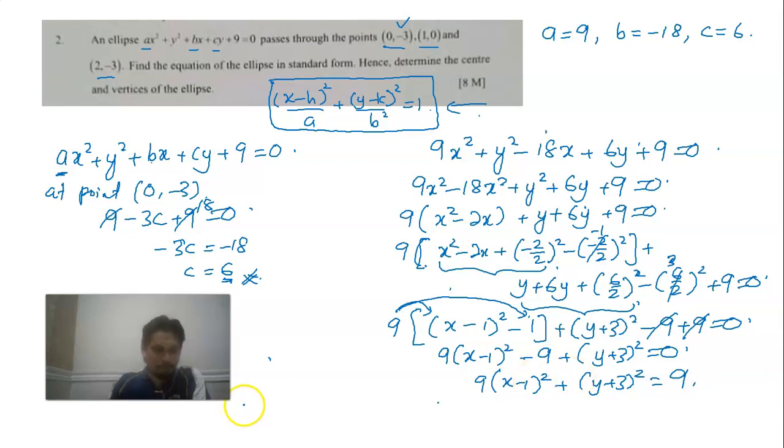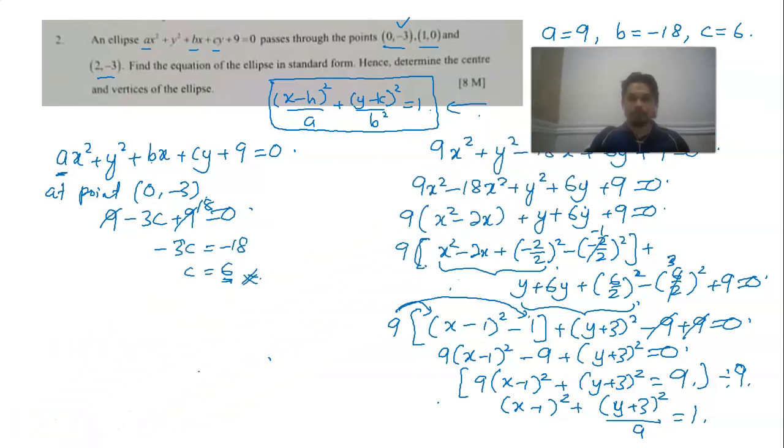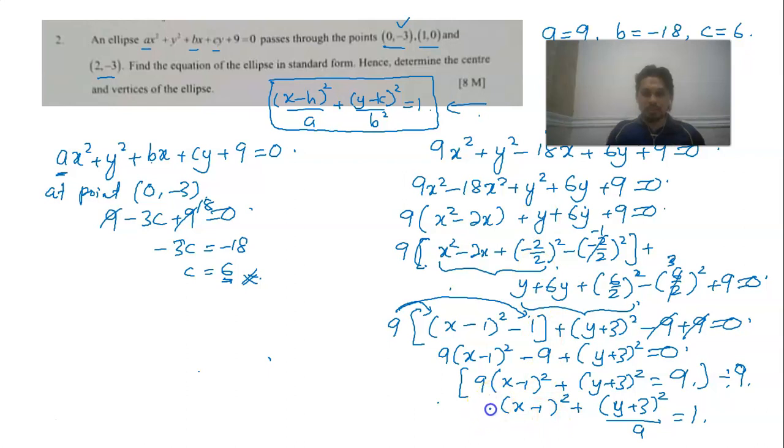Okay. So divide everything by 9. So 9 divided by 9 equal to 1. So they come up with x minus 1 squared plus y plus 3 squared divided by 9 equal to 1. So this is the equation of an ellipse that we're looking for. So now determine the center and the vertices.